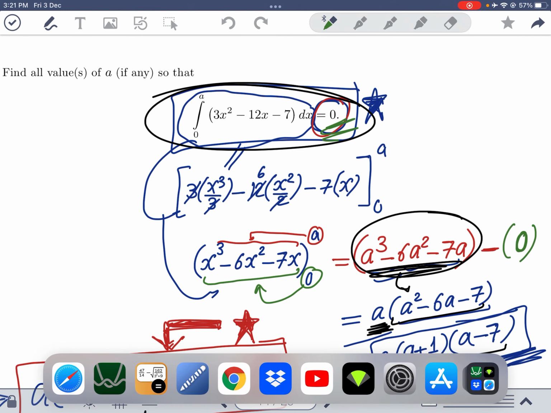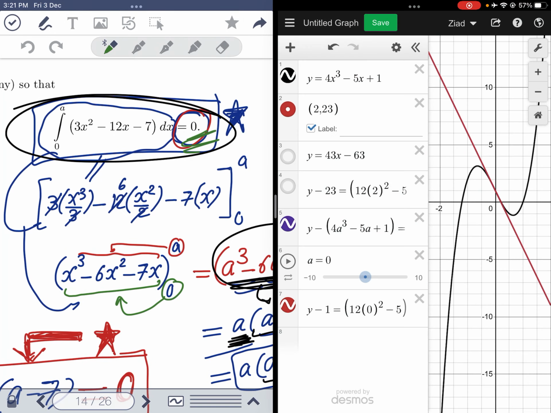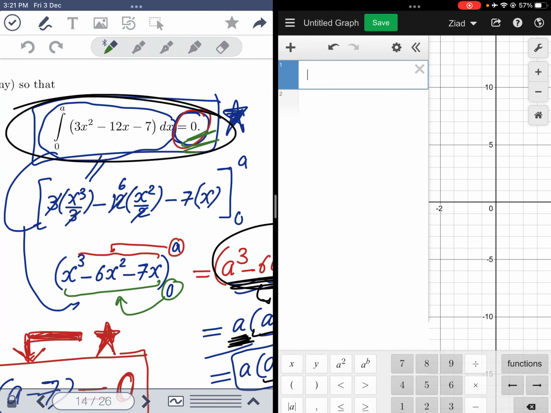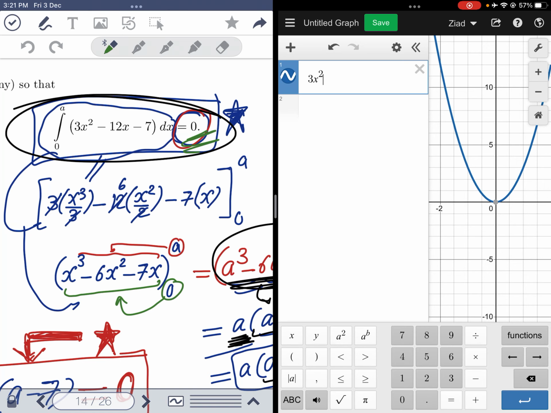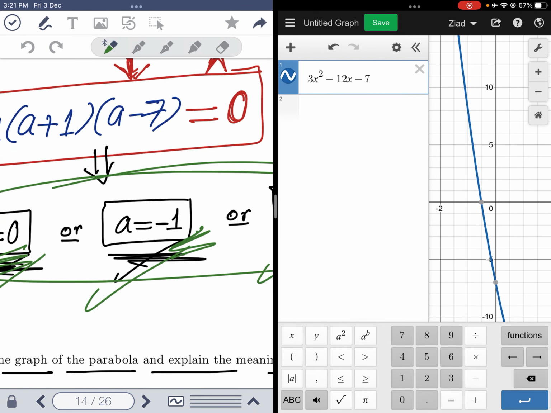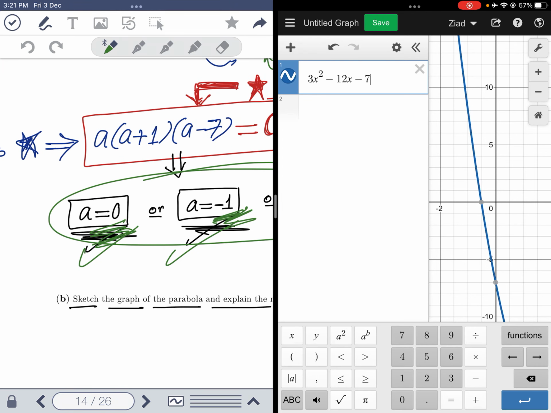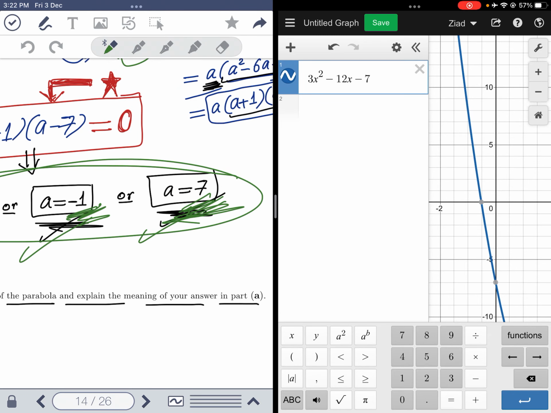So Desmos will come to show us how to do it. Let's take these out so that we can graph ours. Now what is the parabola? It's 3x squared minus 12x minus 7, and the points that I want to show you are the points -1 and 7. 0, you remember an integral from 0 to 0 or from 1 to 1 or from any point to itself will not give you anything. It will always be 0. No need to understand the meaning of this. It's just by default like this. But -1 and 7 we can explain them.